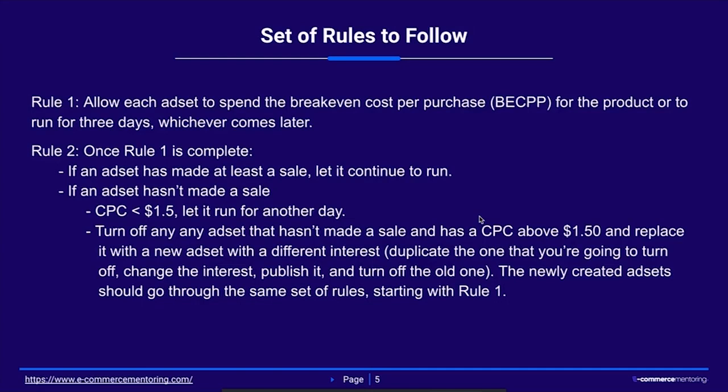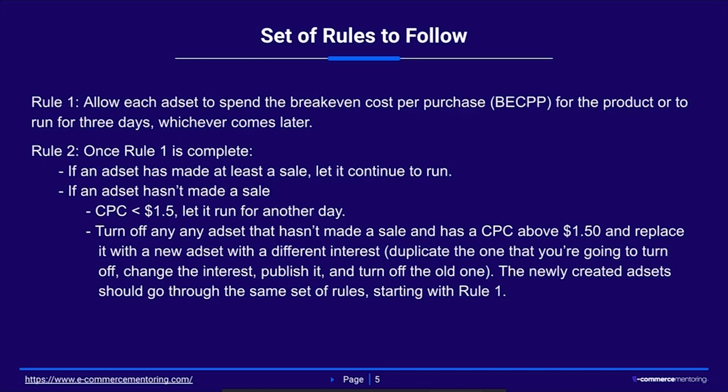We'll follow some set of rules and we'll see how to apply them, how to go through them, and let's see them one by one. So rule number one, allow each ad set to spend the break even cost per purchase for the product or to run for 3 days, whichever comes later.